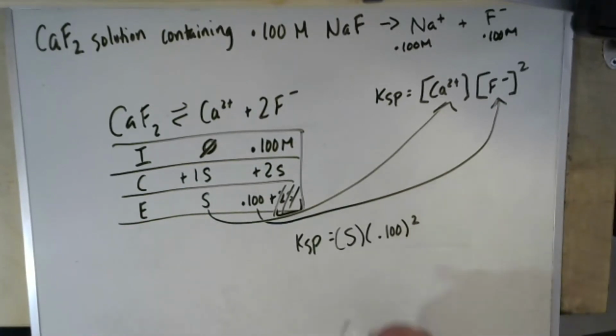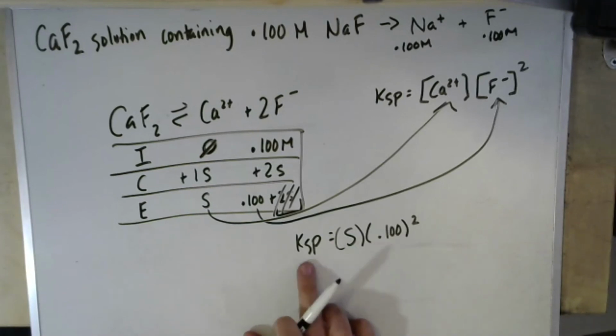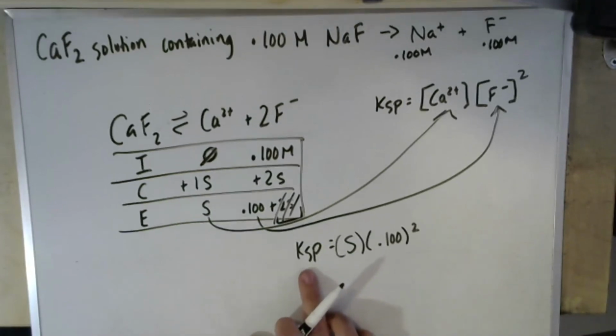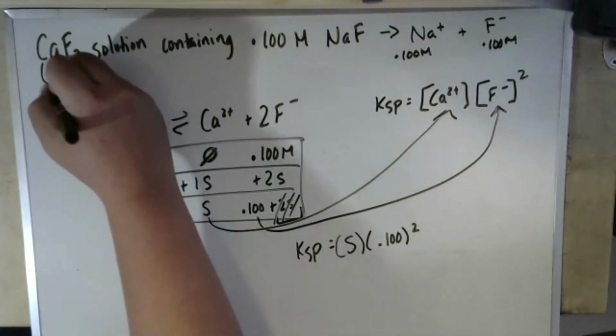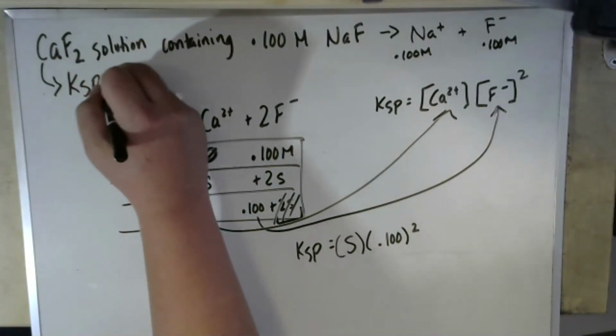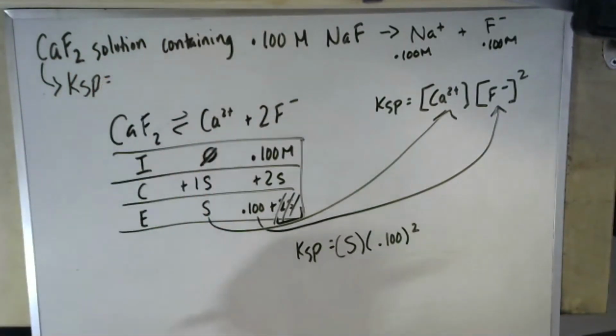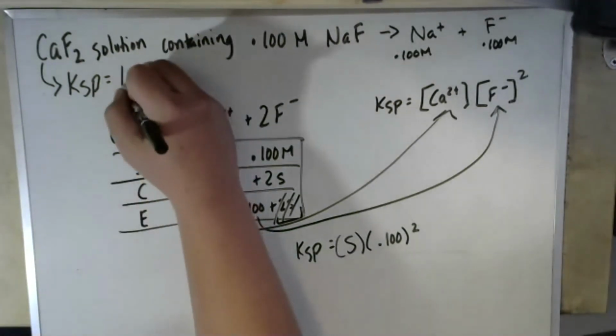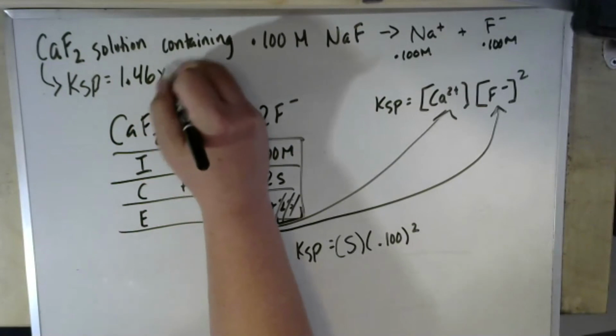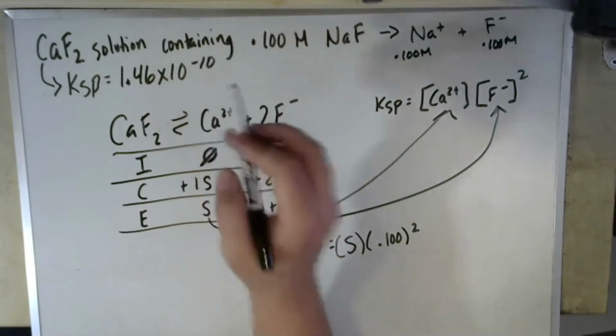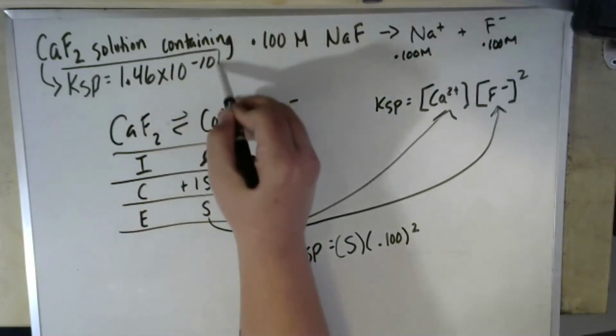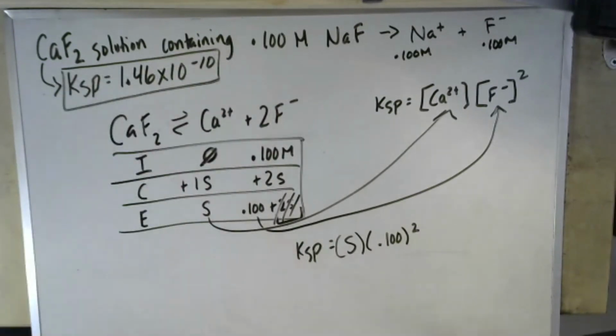They should have given the KSP value in the problem. That's not something that you'd have to know. Let's write it down up here so that you can have it for reference anyway. The KSP is 1.46 times 10 to the negative 10. Yeah, that would have been given in the problem itself.